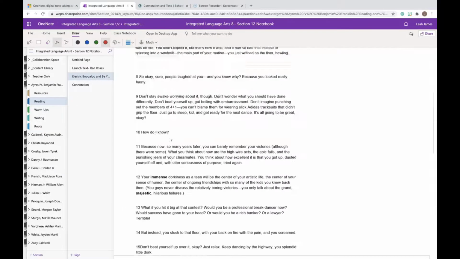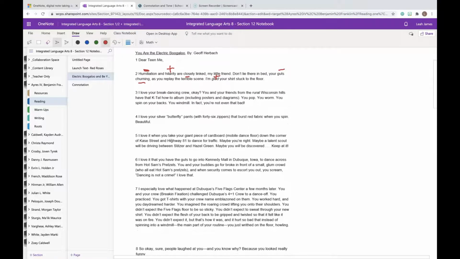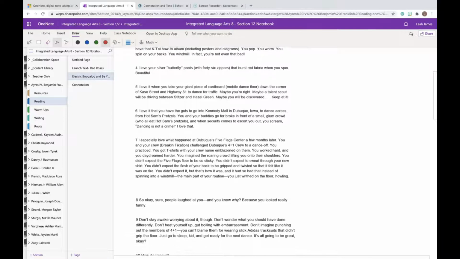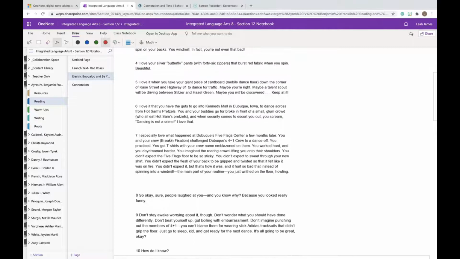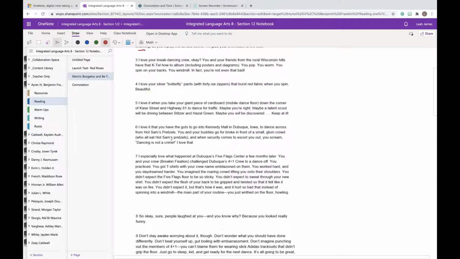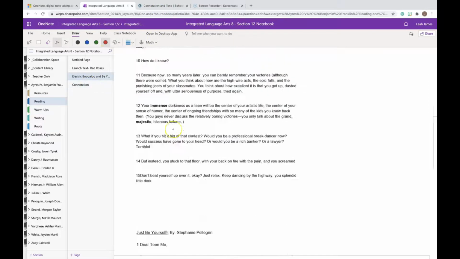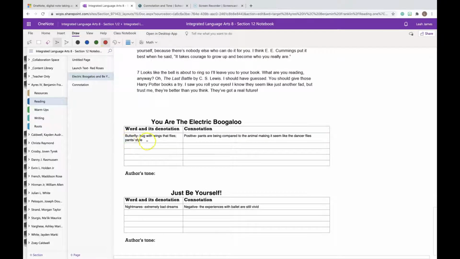But in the context, the sentence, I'm trying to find where he talks about his butterfly pants. Here it is, paragraph 4. "I love your silver butterfly pants with 46 zippers that burst red fabric when you spin. Beautiful." I also know that there are pants or a style of pants in this particular text, and that's what they literally mean. Now, the connotation is very positive, and what I do is I say that the pants are being compared to the animal, making it seem like the dancer flies.